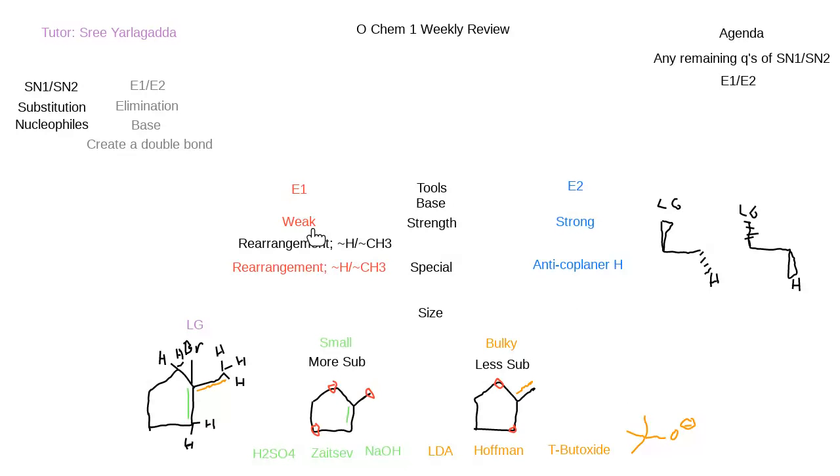If it's a weak base, then you can maybe put it in a more favorable position by rearranging. And if it's an E2, you have to make sure you find an anticoplanar hydrogen to your leaving group. Besides that, where you actually place your double bond depends on the size of the base. If it's small, it's going to be more substituted. If it's bulky, it's going to be the less substituted side. Okay.